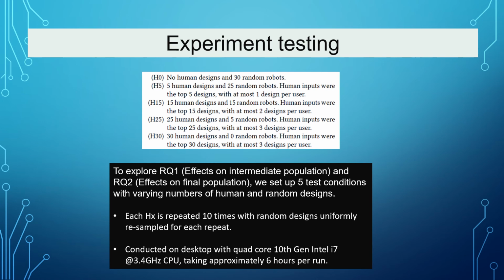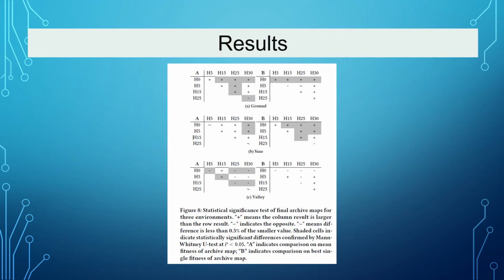Moving on to the next slide, experiment testing. So to explore RQ1 and RQ2, we set up 5 test conditions with varying numbers of human and random designs. Each HX is repeated 10 times with random designs uniformly resampled for each repeat. Moving on to the next slide, which is the result.